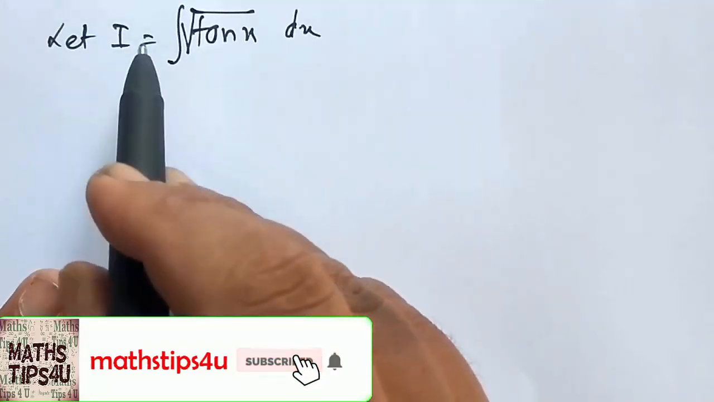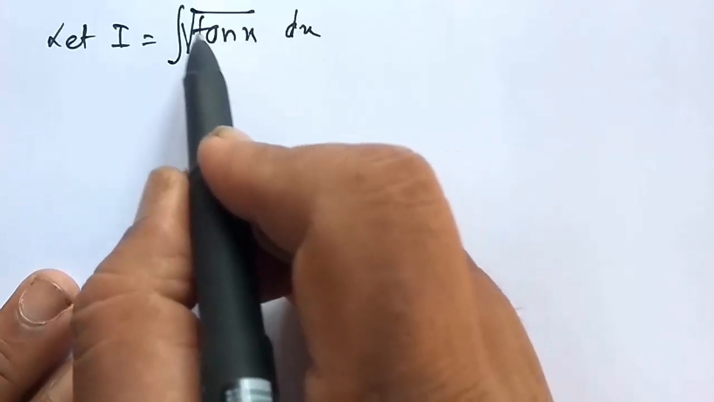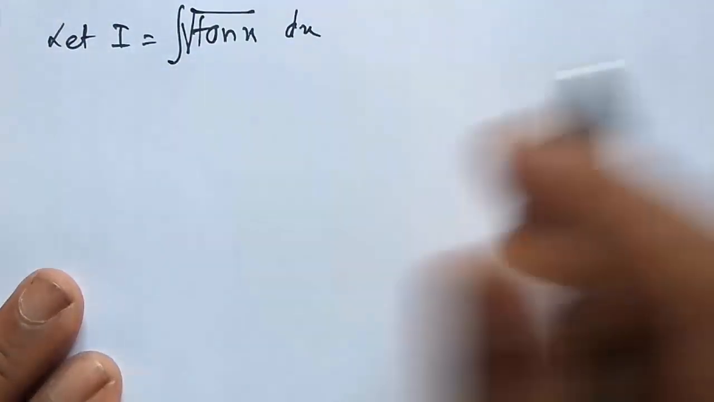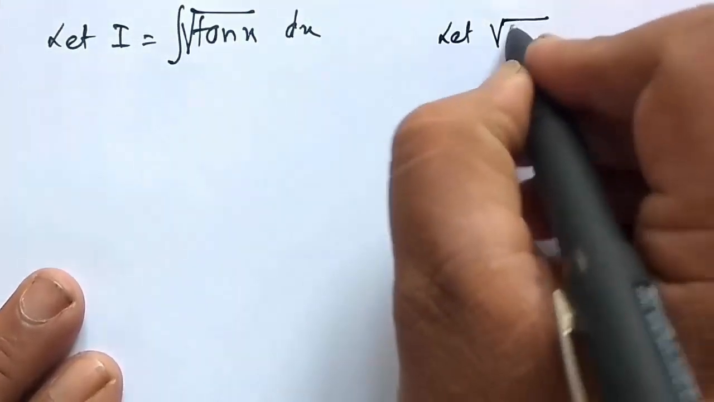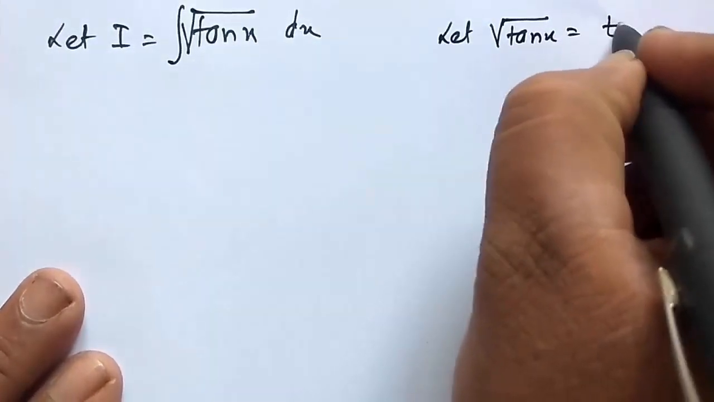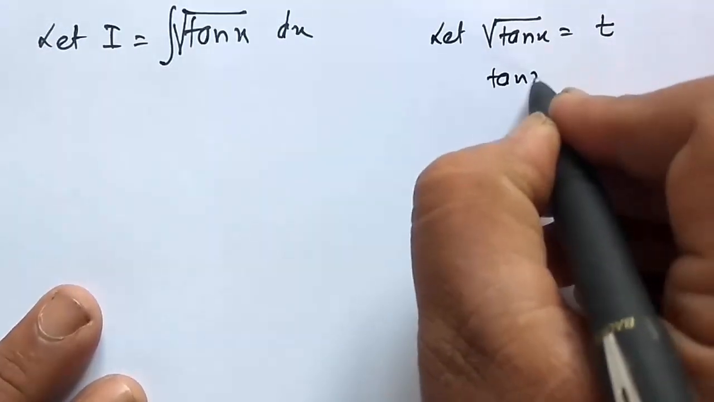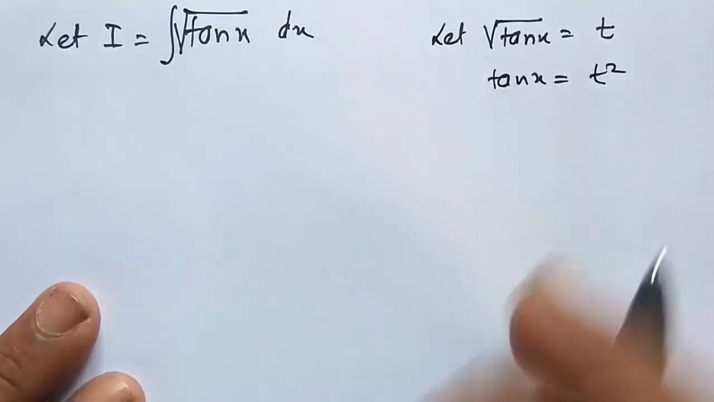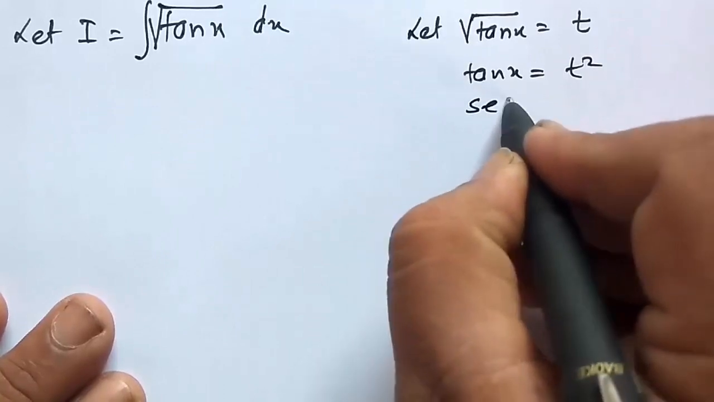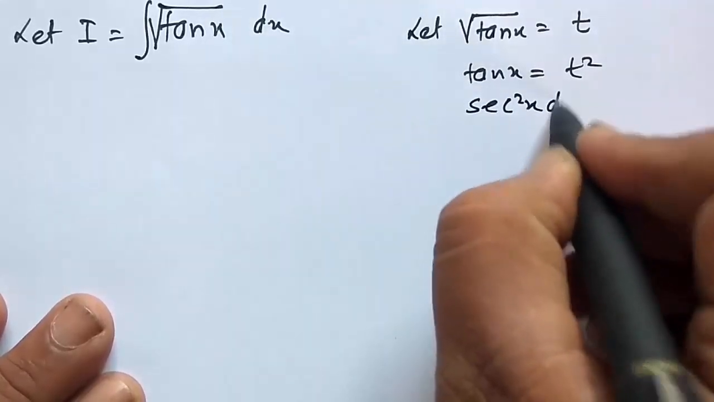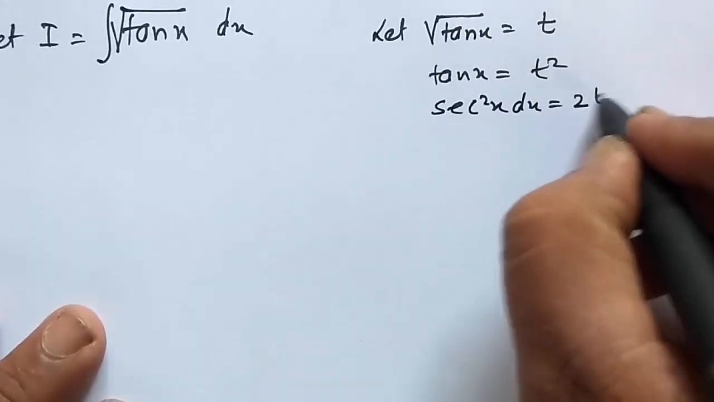I will solve one typical example. Let I is equal to integration of under root of tan x dx. Let root of tan x is equal to t. Therefore, by squaring, tan x is equal to t square. Differentiating with respect to t, we get derivative of tan x, sec square x dx, is equal to derivative of t square, which is 2t dt.